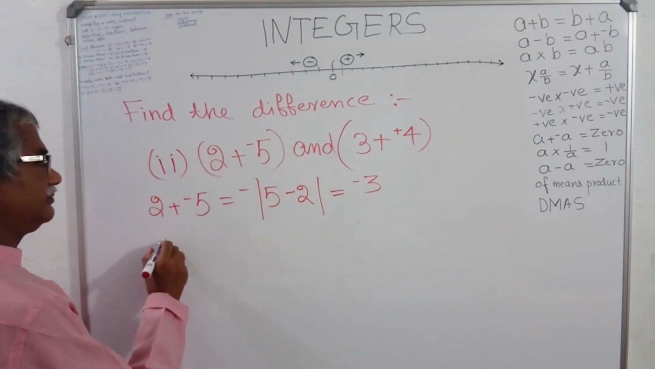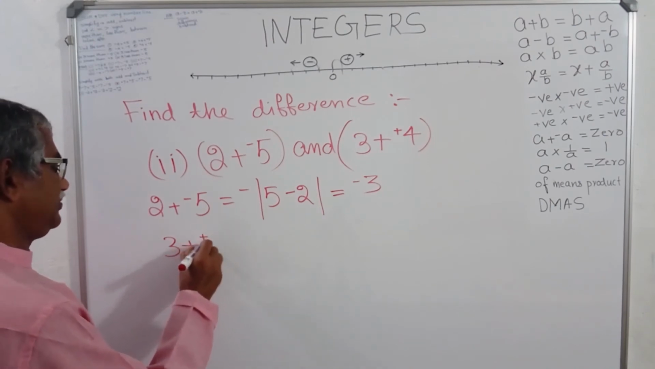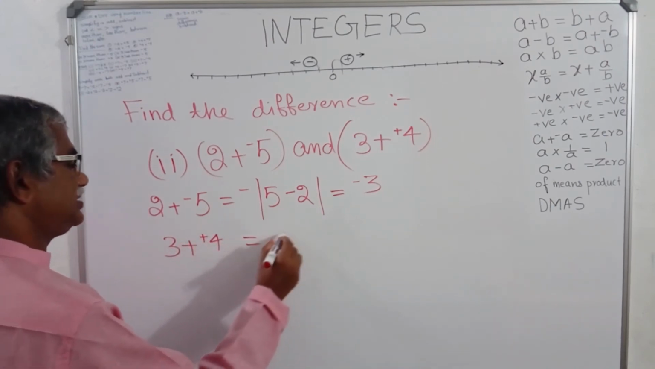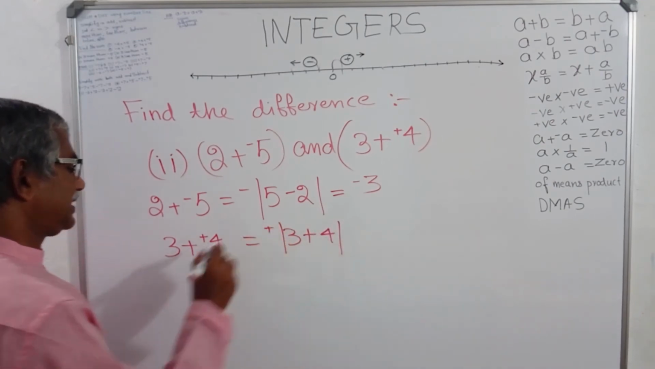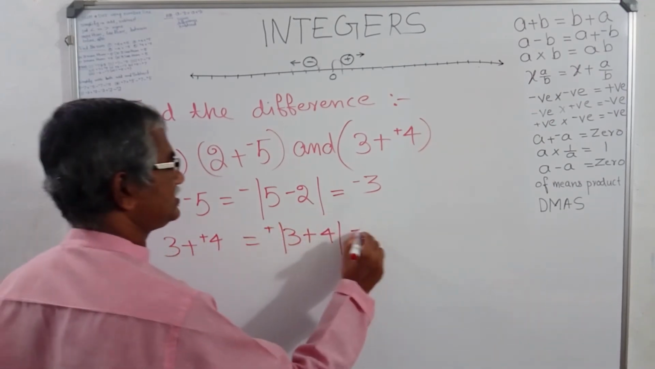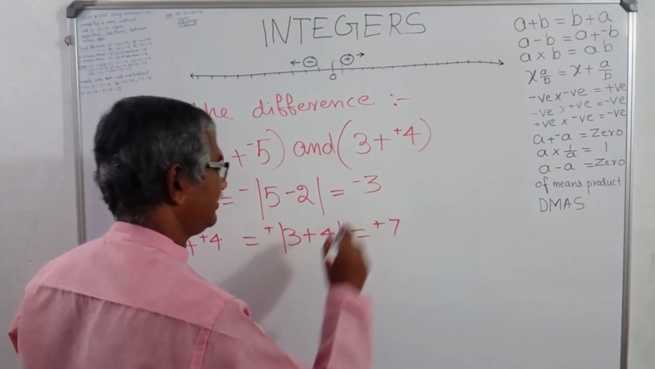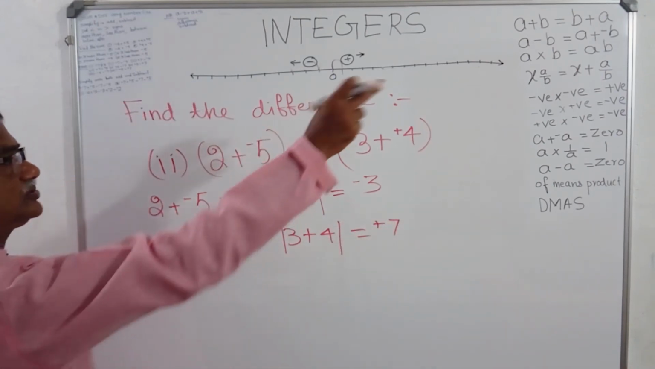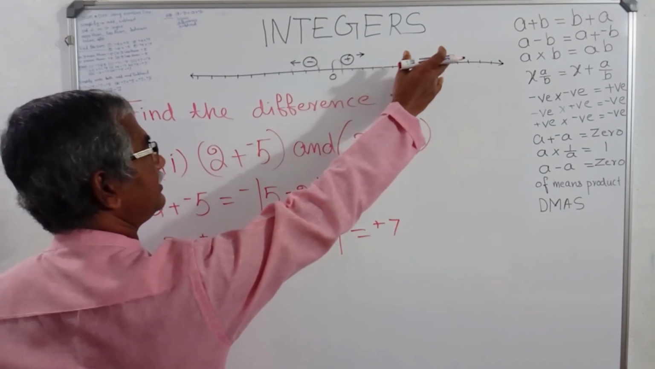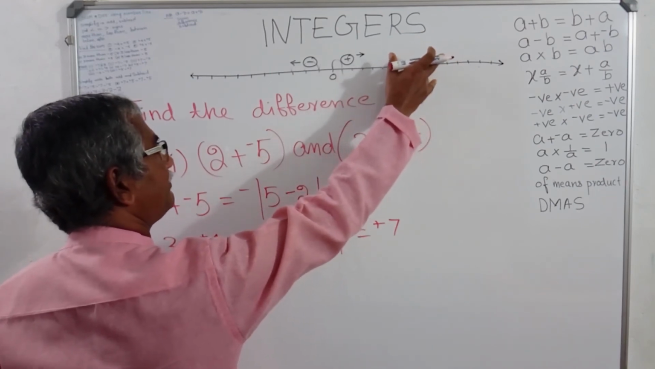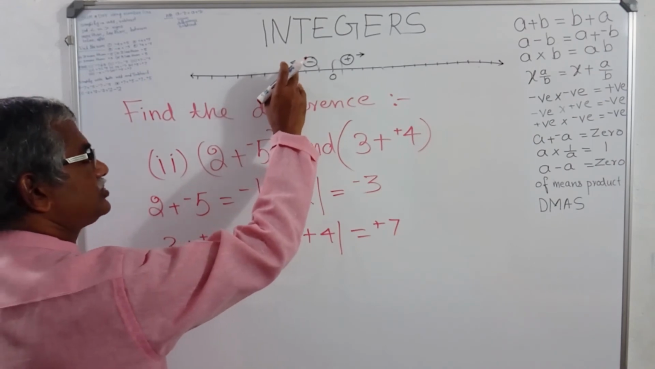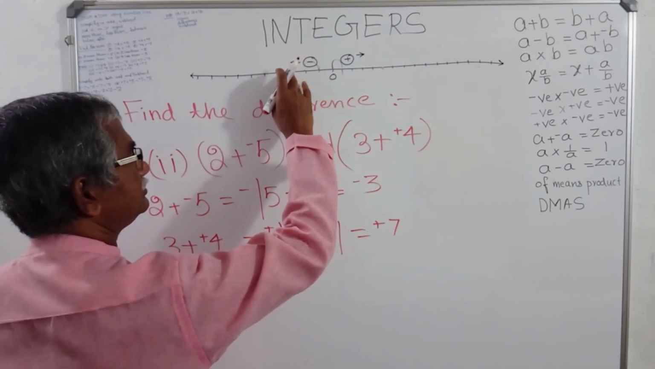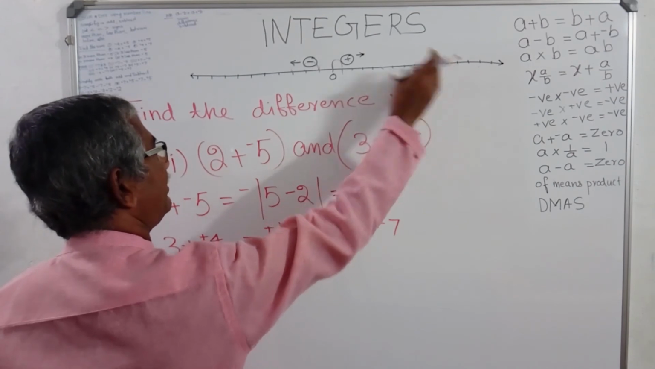Next step, 3 plus +4. Both are positive. Therefore, taking the sum, put the sign of the larger absolute, both are positive numbers, you are getting +7. So, you see on the number line 7 away from 0, the other 3 away from 0, taking both together 10 is the difference between 7 and -3.